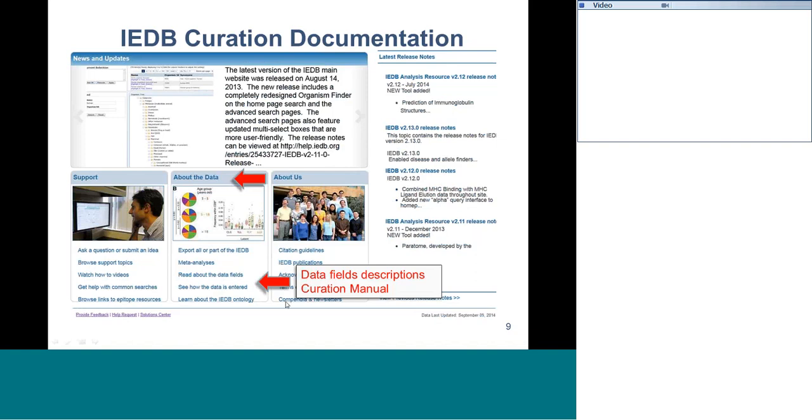So in this middle panel, there's more information about the data. Under read about the data field, this will give you the data field description. So this will be helpful when you export your data and you have an Excel spreadsheet and every column is a different data field. Some more information about what that data field is, which would be a good place to look.